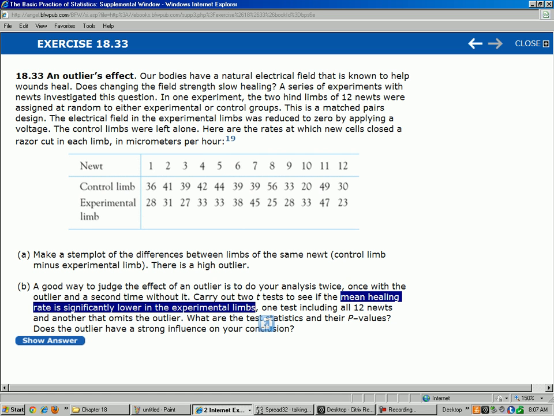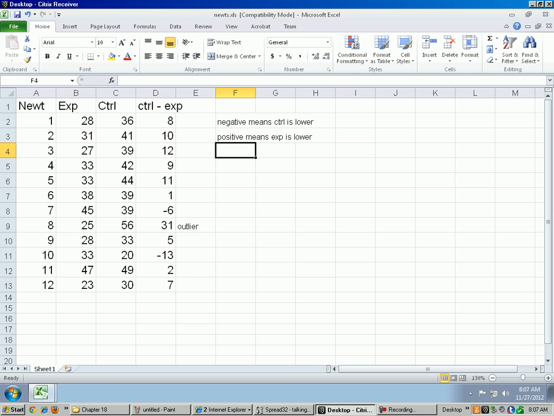Okay, so let's write up our null and alternate hypotheses here. We want to know if the rate is lower in the experimental limb. As I talked about, a positive means the experimental limb is lower. So we're hoping for positive numbers when you subtract. Now, if we had done experiment minus control, I'd be hoping for negative numbers. But I'm hoping the experimental ones are lower, and they are. So that means positive numbers.